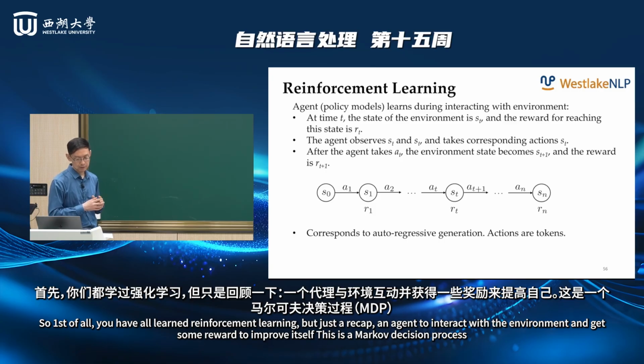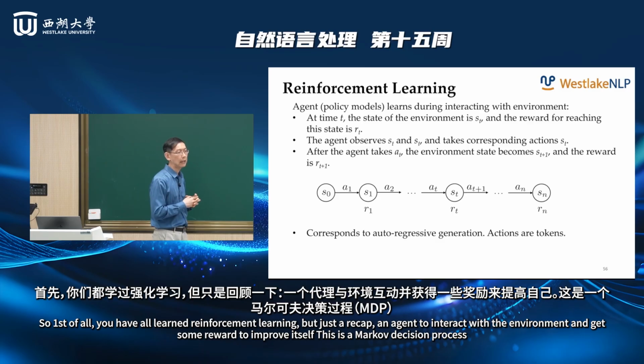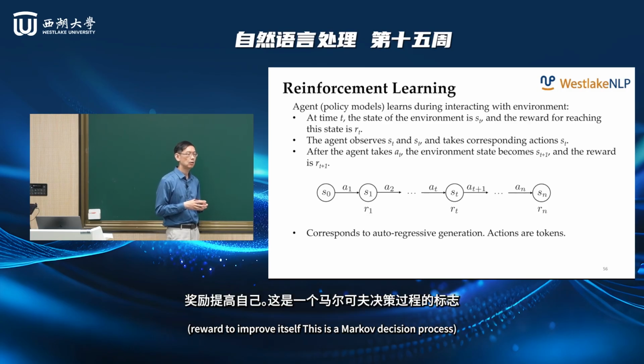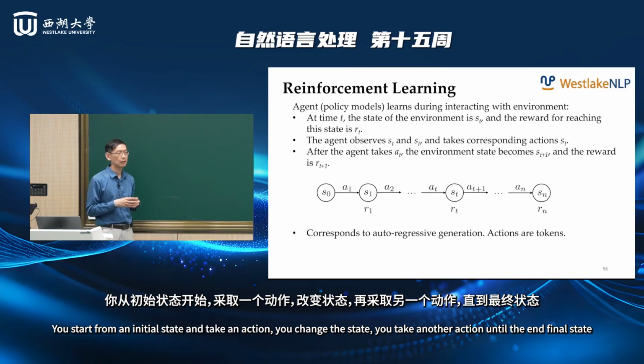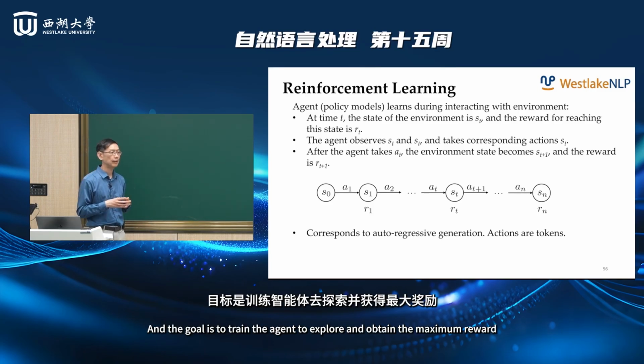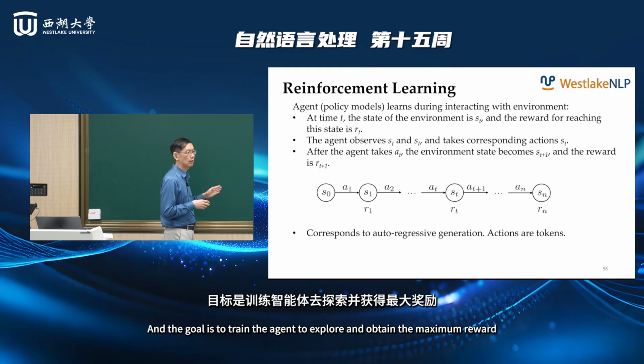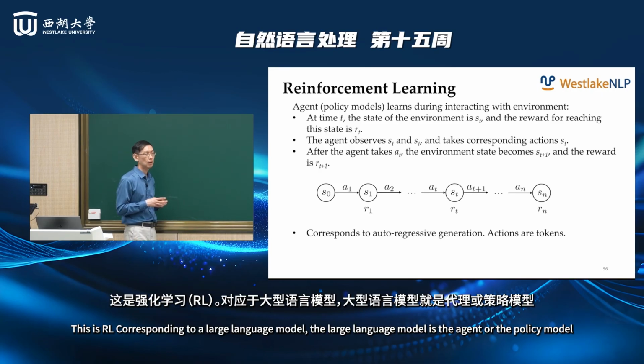So first of all, you have all learned reinforcement learning, but just a recap, an agent will interact with the environment and get some reward to improve itself. So this is a Markov decision process. You start from an initial state and take an action, you change the state, you take another action until the end, final state. And the goal is to train the agent to explore a path with the maximum reward. So this is RL.